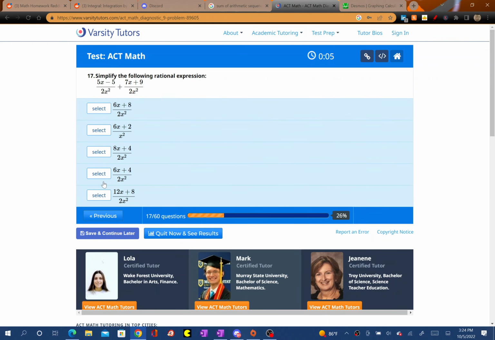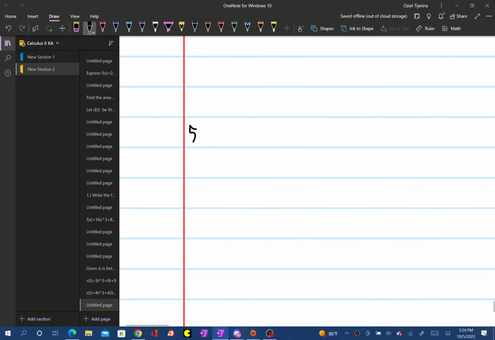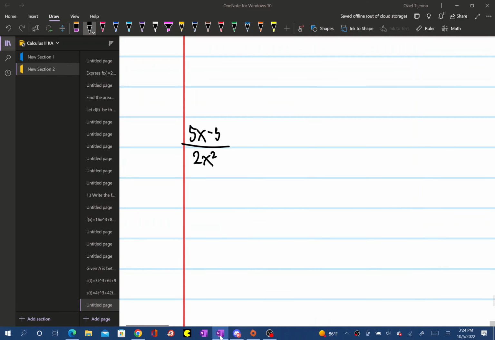Simplify the following expression, rational expression. So notice that they have the same denominator, so 5x minus 5 over 2x squared plus 7x plus 9 over 2x squared. This is 12x plus 4 over 2x squared.